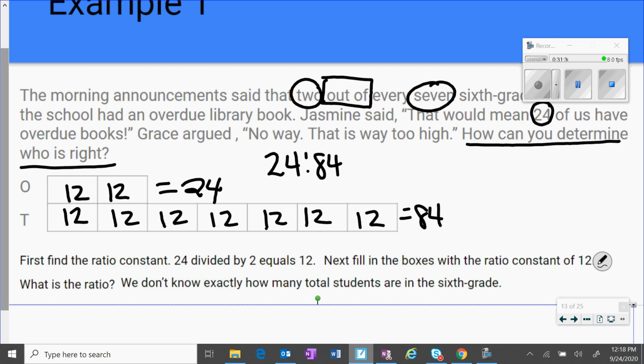So our missing piece of information, and that's where they wanted you to be able to link this and understand, these aren't just numbers, they mean something. That 84 means that Jasmine was saying there's 84 6th graders. But if that's not the case, then Grace is correct. But if there are 84 6th grade students, then Jasmine was correct. Once we know how many students there are, then we would be able to tell who is correct. Does that make sense to everybody?